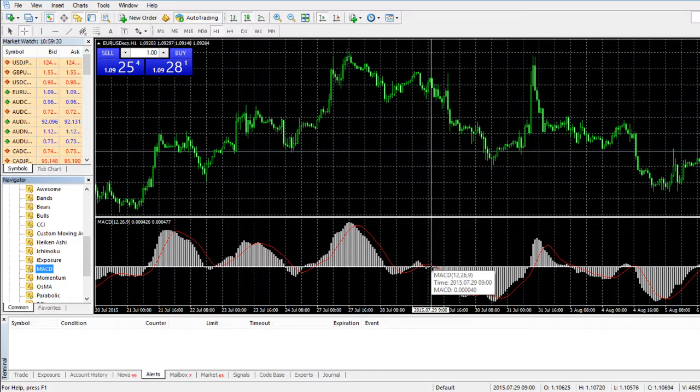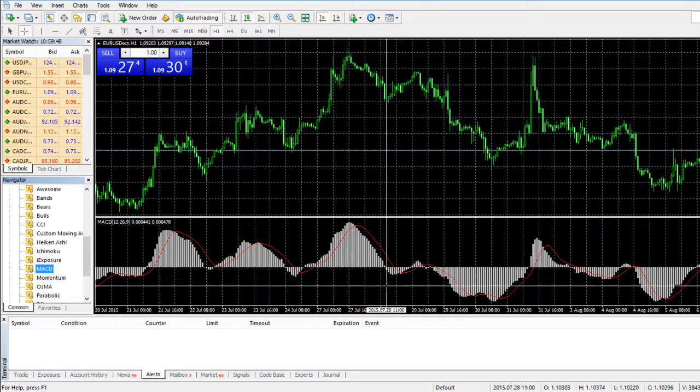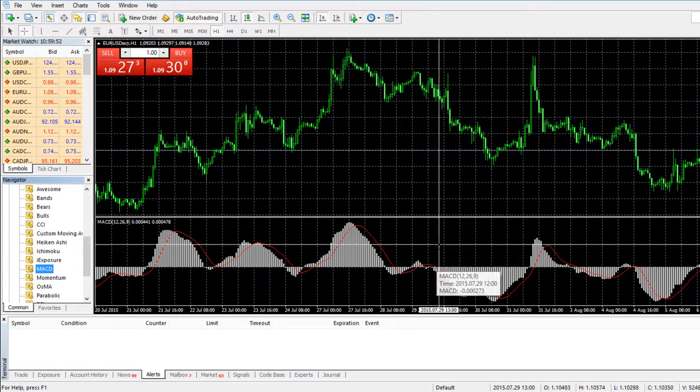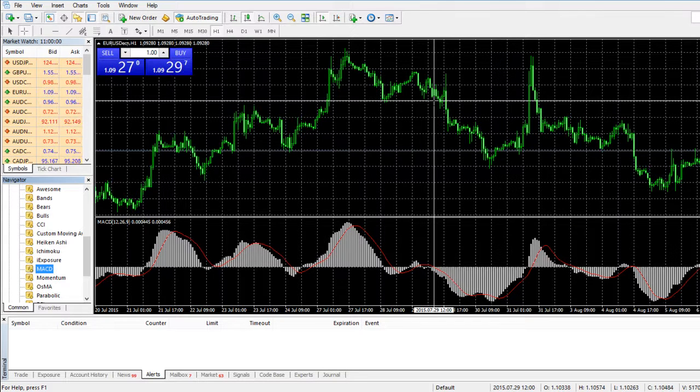So here is another example. The histogram is now below the zero vertical scale, but as long as the red line is not moving below it, we do not want to get into position. So in this instance, this is where we probably get into position based on the MACD indicator buy or sell signal.